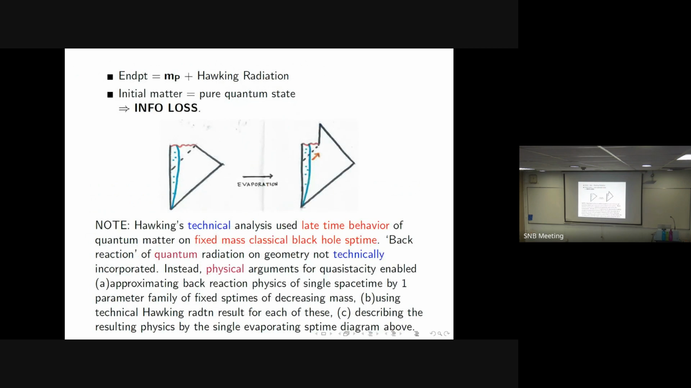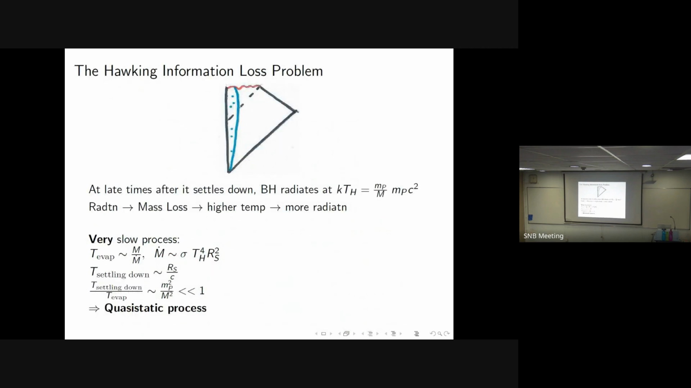Yeah. Sure. He settled down basically the time where the collapsing ends, something like that.